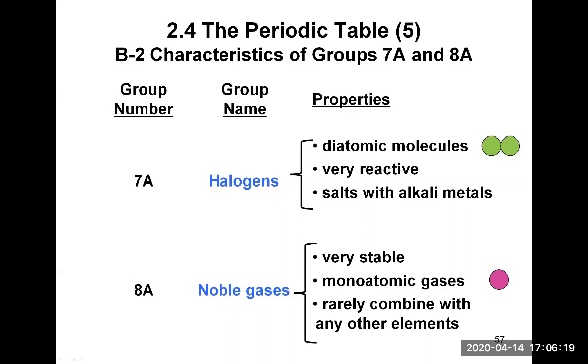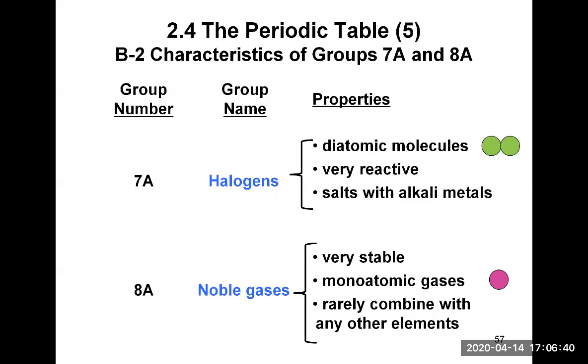So they are very reactive. Halogens are very reactive, and they react, for example, very well with the alkali metals from group 1A to form salts. And that's how you find them in nature more readily.